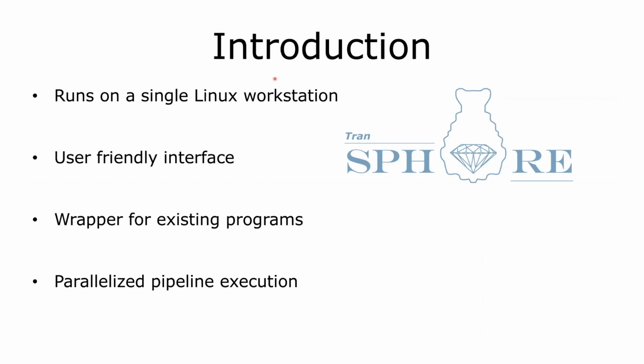So TranSPHIRE itself is designed to run on a single Linux workstation. It can also be a compute node on a cluster. It provides a user-friendly interface, and it's actually a wrapper for existing third-party programs. The pipeline execution is highly parallelized so that it can reach the maximum speed on the workstation. This wrapper for existing programs means that TranSPHIRE itself is basically a pipeline mechanism which chains all the programs in a way that makes sense and is fast.